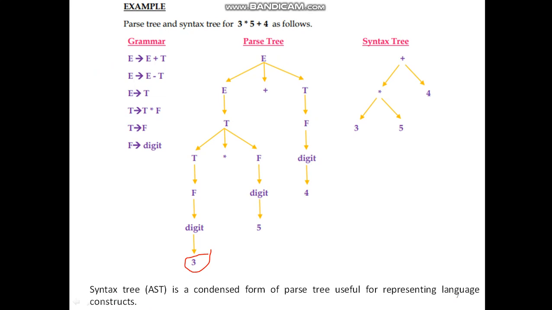Okay, but in the case of a syntax tree, only the operator nodes and the operand nodes are present in the syntax tree. For example, for the expression 3 * 5 + 4, the syntax tree will be 3 * 5 + 4. No grammar symbols or anything like that are represented. Only the operands and operators will be present in the syntax tree. So we can say that the abstract syntax tree, or syntax tree, is a condensed form of the parse tree which is useful for representing language constructs.